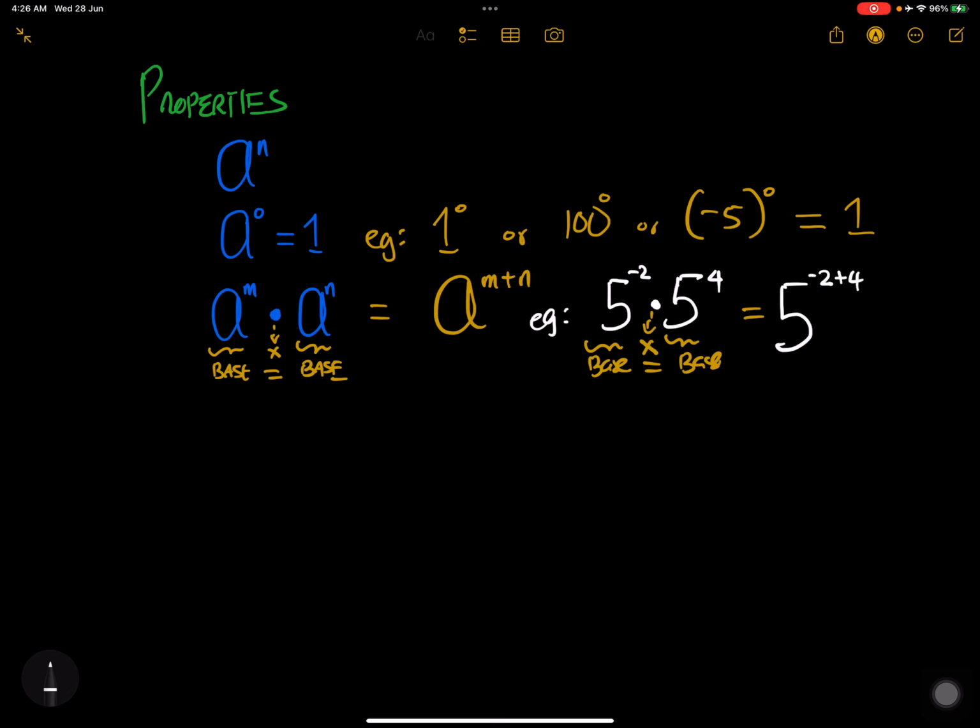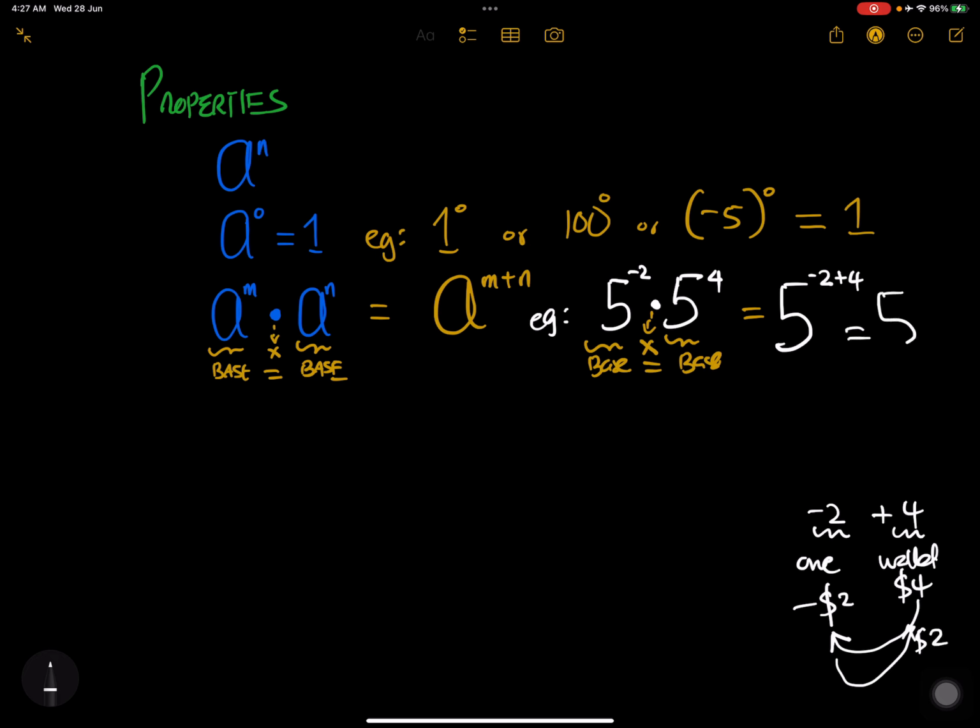And when we do that, remember, we said negative 2 is when you owe someone. And then the plus 4 is you have it in your wallet. You have $4 in your wallet and you owe $2. So when we pay the one we are owing the 2, he has to give us change back. We need to get change back into our wallet, which is $2. And because it's ours, that becomes positive. So we're going to have 5 to the power of 4 minus 2, which is basically 5 to the power 2. And there you have it.